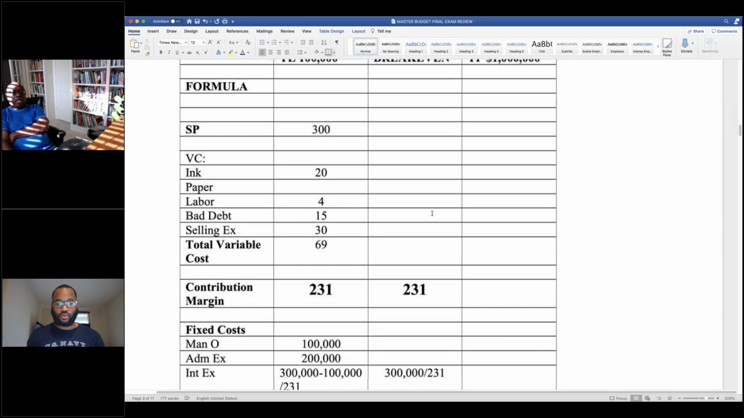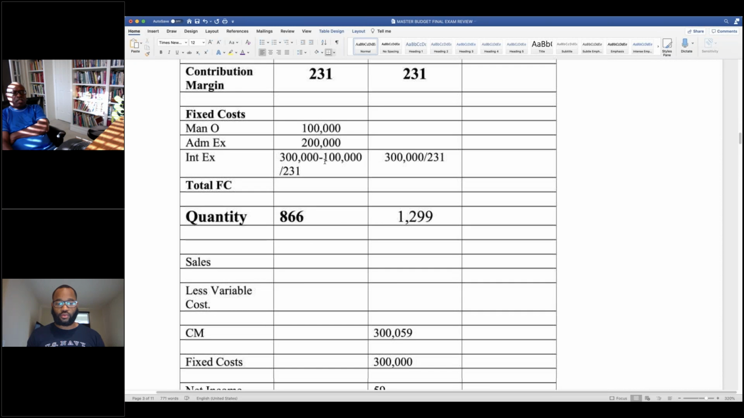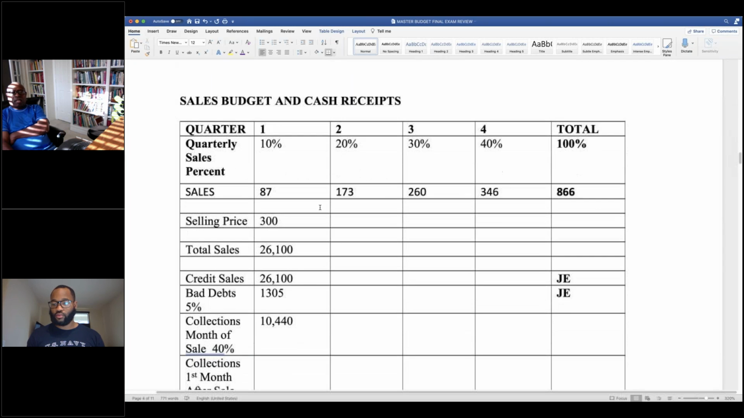So assuming we can go with our quantity solutions at 866, is that quantity. We're going to go to the sales budget, put our percentages in, and put 866 right there. You see that dash? Yes, at 100%. Then we spread it out by quarter. So you should be familiar with this.